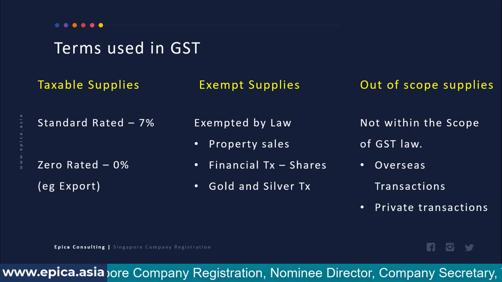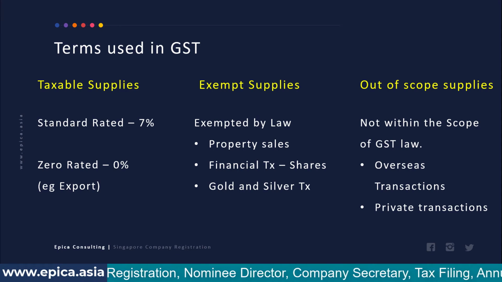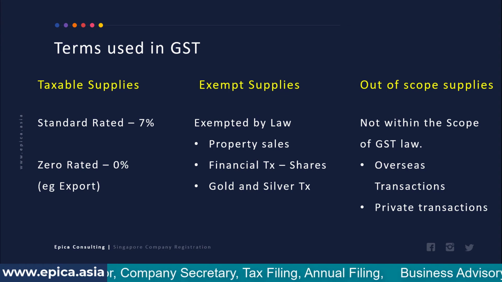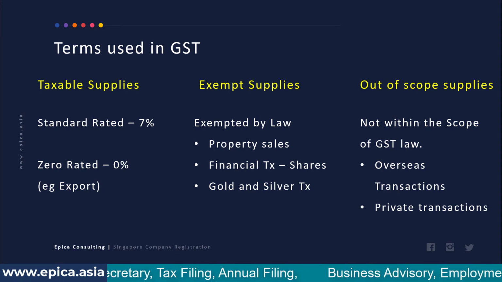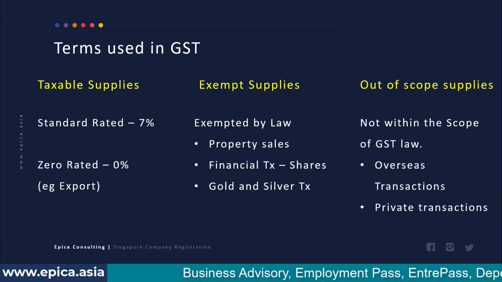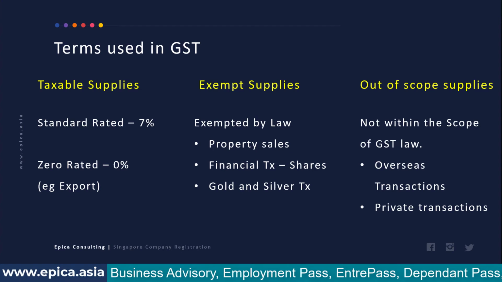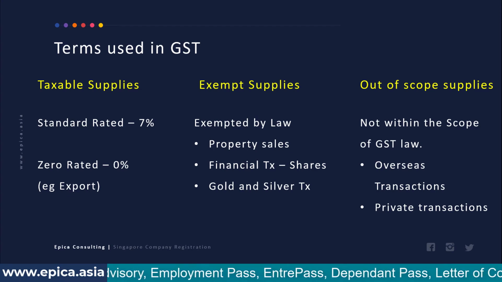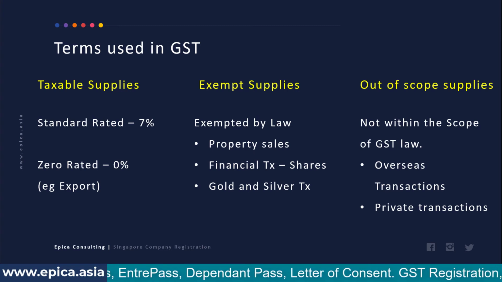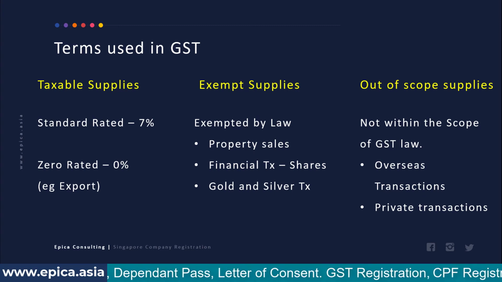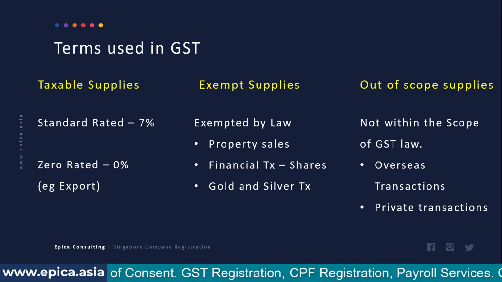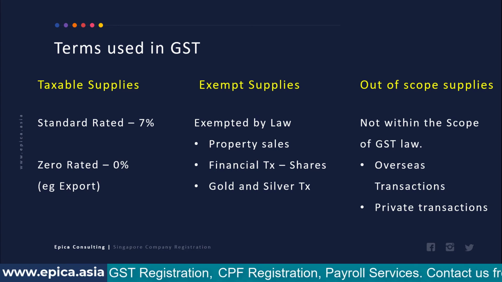And the last one is out of scope supplies. These goods are not within the scope of GST law itself, so there is no question of exemption or anything. They are not covered by GST law. For example, your company buys something in China and directly delivers it in Australia. The company is a Singapore company, but it is buying in China and directly delivering at another location without the goods entering Singapore. This is an out of scope supply. GST is not applicable. In fact, GST regulations themselves are not applicable here.